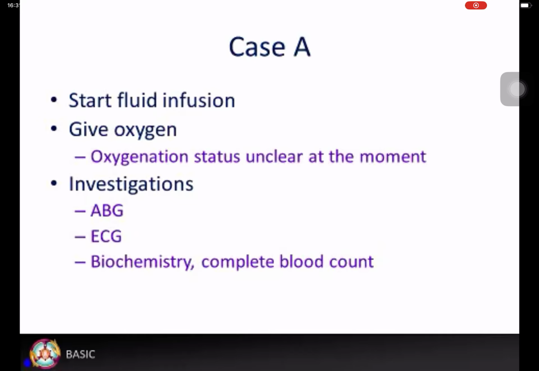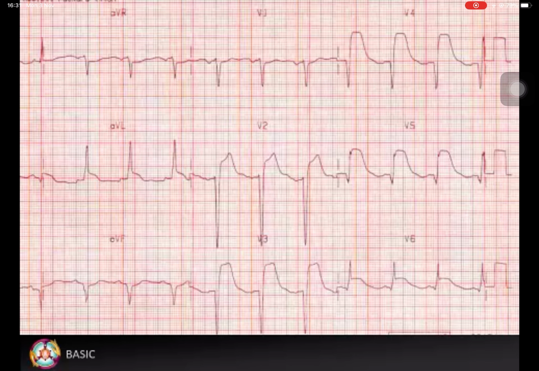Returning to our patient, we should start a fluid infusion and give oxygen. Only then should further investigations be carried out. These are aimed at assessing the severity of circulatory failure and to determine the cause of shock. The ECG shows an extensive anterior infarct, confirming the diagnosis of cardiogenic shock.